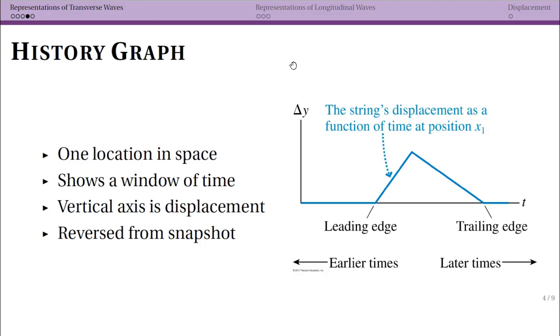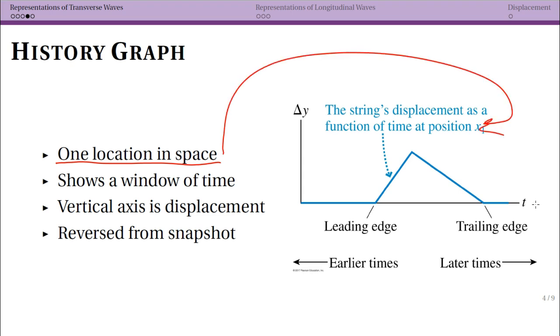A history graph is actually going to be a plot in time. And so in order to do this, you have to pick one location in space, and you should actually specify what that is. And depending on the type of problem, you might want to do both a snapshot graph, the one of position, and the history graph, the one in time. So this again is going to show us a window in time, which is again our horizontal axis. Now the vertical axis is displacement.